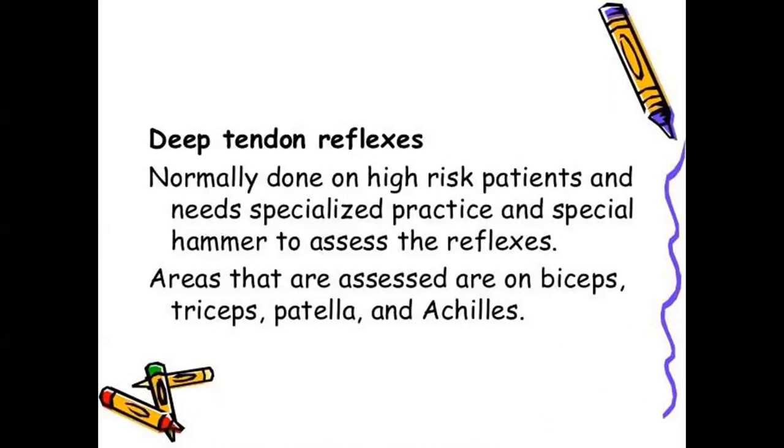Then the deep tendon reflexes. See, already in the last class I have told you that you will be using a knee hammer to find out the deep tendon reflexes, so that you can assess the functioning of the central nervous system or the parasympathetic nervous system. So for that, here you are using a special hammer, that is a knee hammer. It is used to find out the reflexes present in the biceps, triceps, patella and the axillaris.